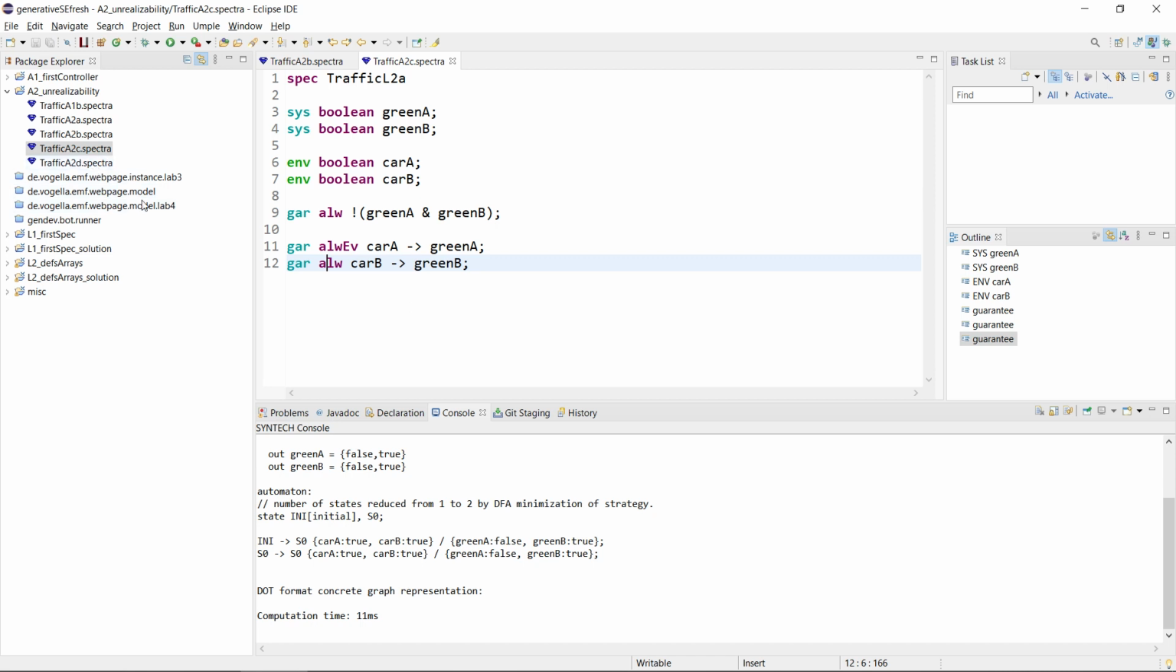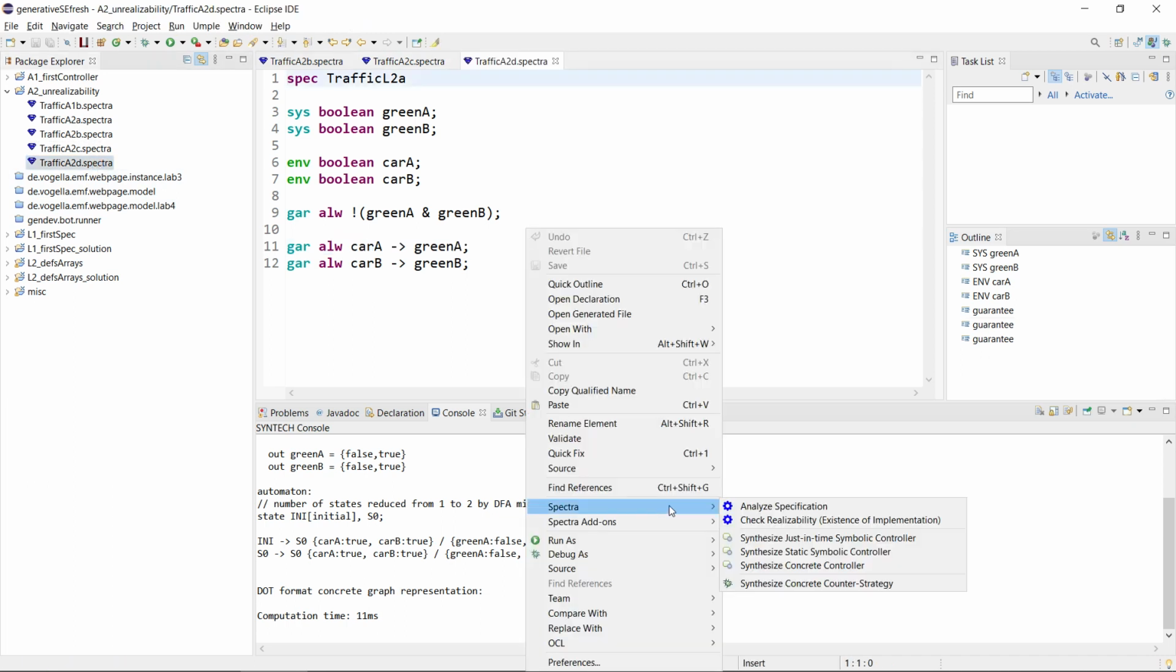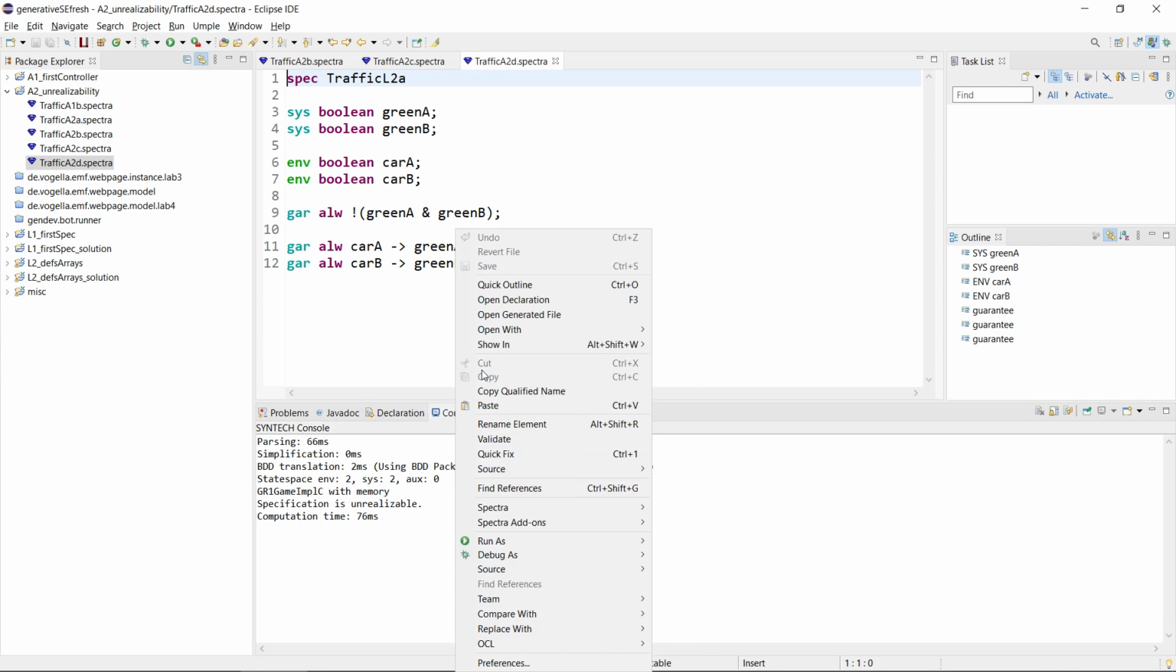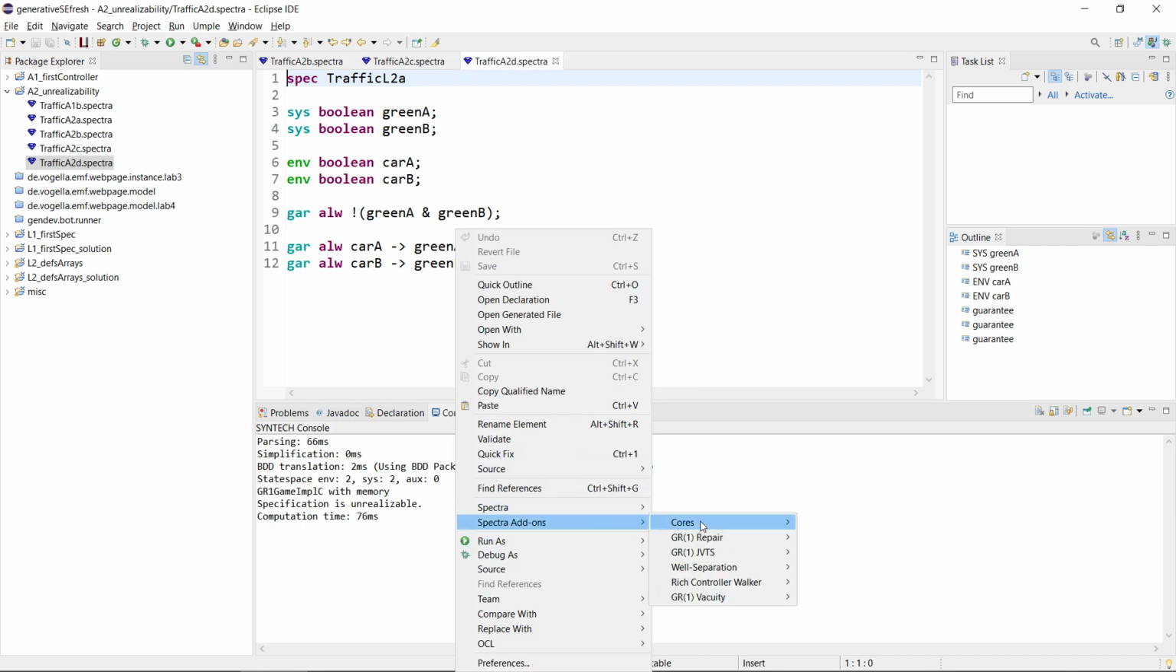Okay, this was C, and the reason here was simply that if we have a car always coming on B, then there must be a green light on B, and then we can never have a green light on A because of this exclusion here. So that is why we have to violate this liveness assumption. Now let's have a look at the last one. We start again by checking realizability. It is unrealizable. We can try to compute a core.